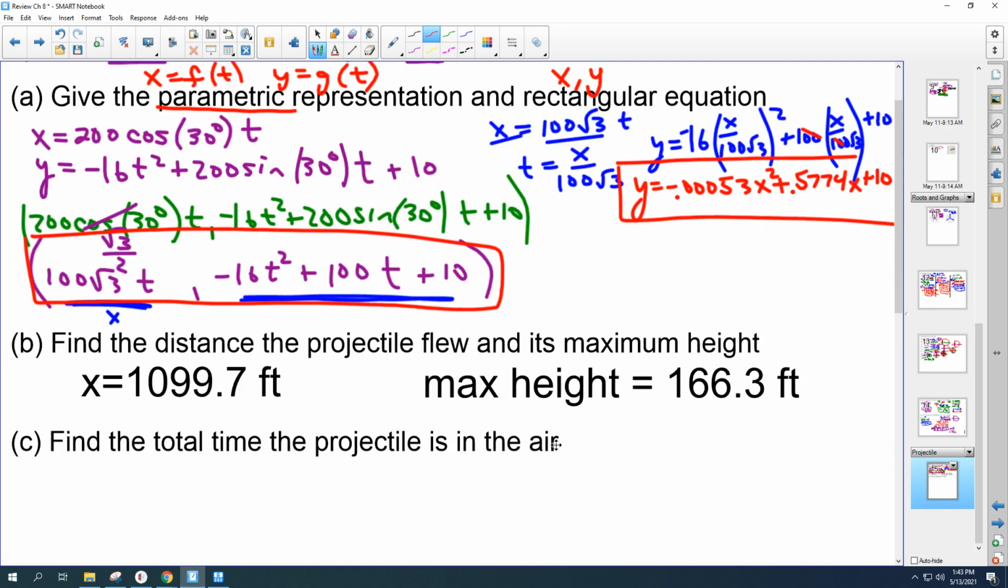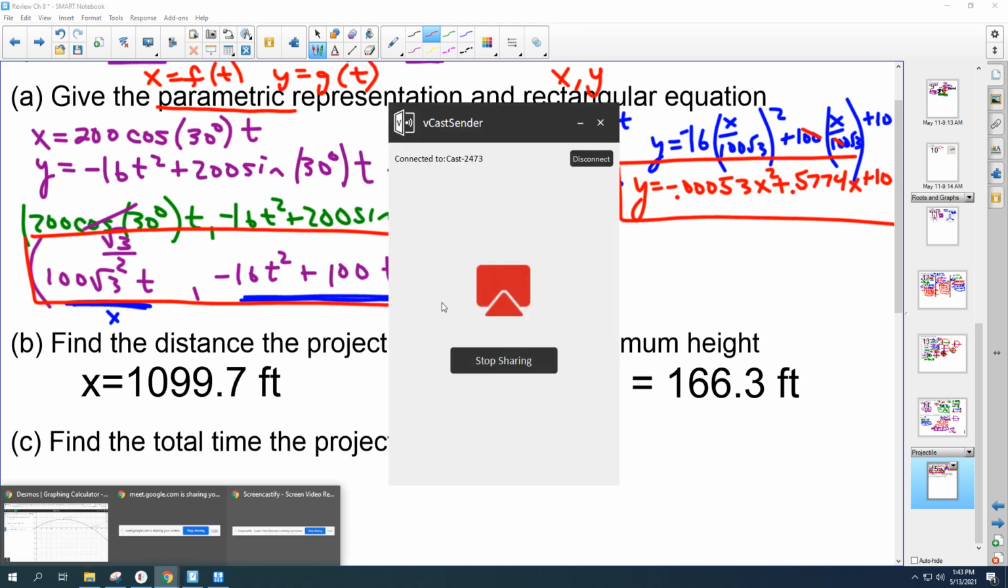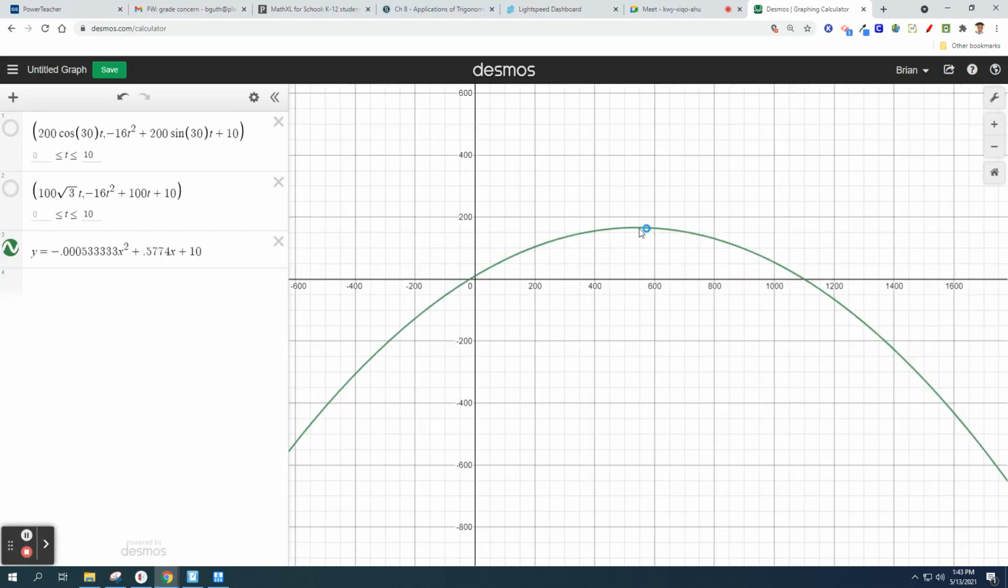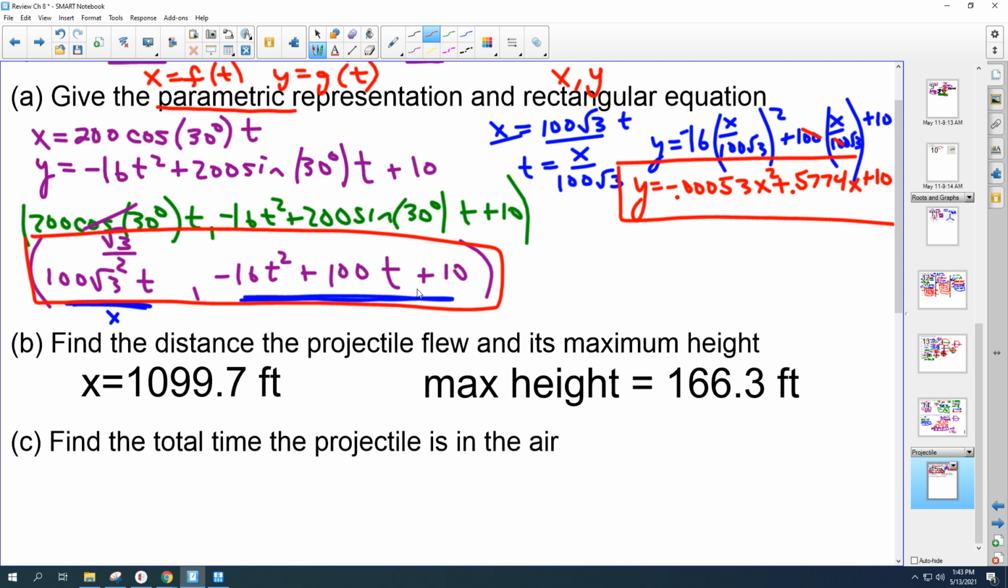Part C says find the total time the projectile is in the air. And the trouble with that one, what makes this one kind of hard, is we can't see that in this graph. You can't see the answer to that question in the graph. It's none of these points. This is not talking about time, of course, because we're talking about x distance and y distance. If we want to talk about time, we have to talk about the letter t. So when we talk about time, you're going to need one of these two equations with a t in it. And there's two different ways to do it.